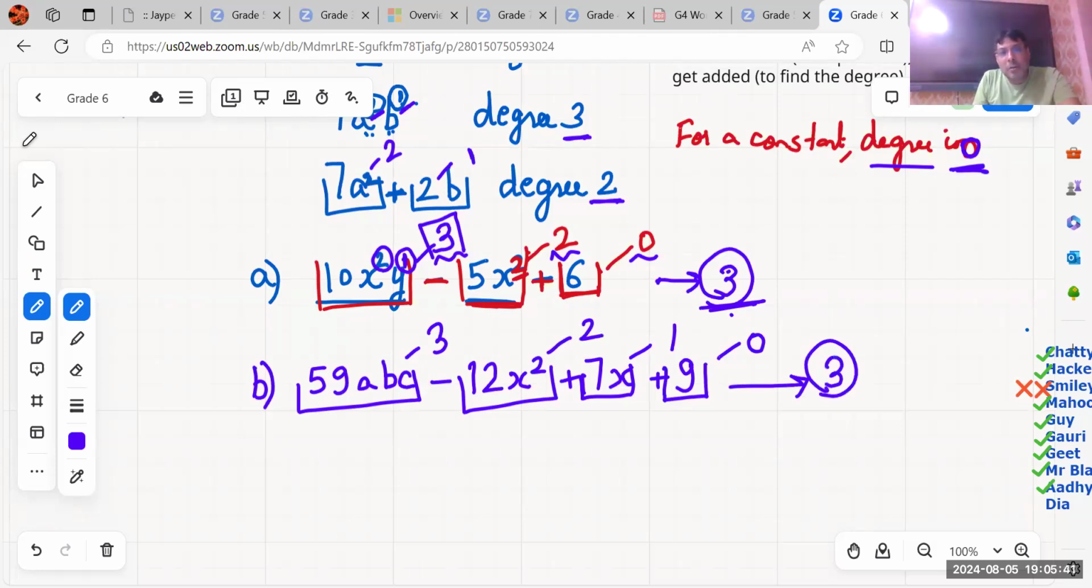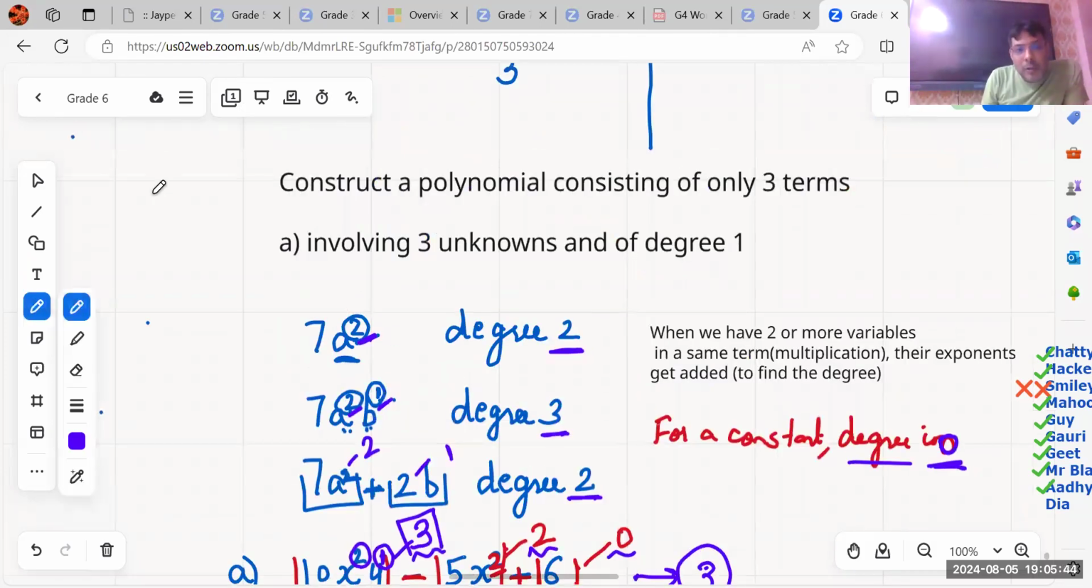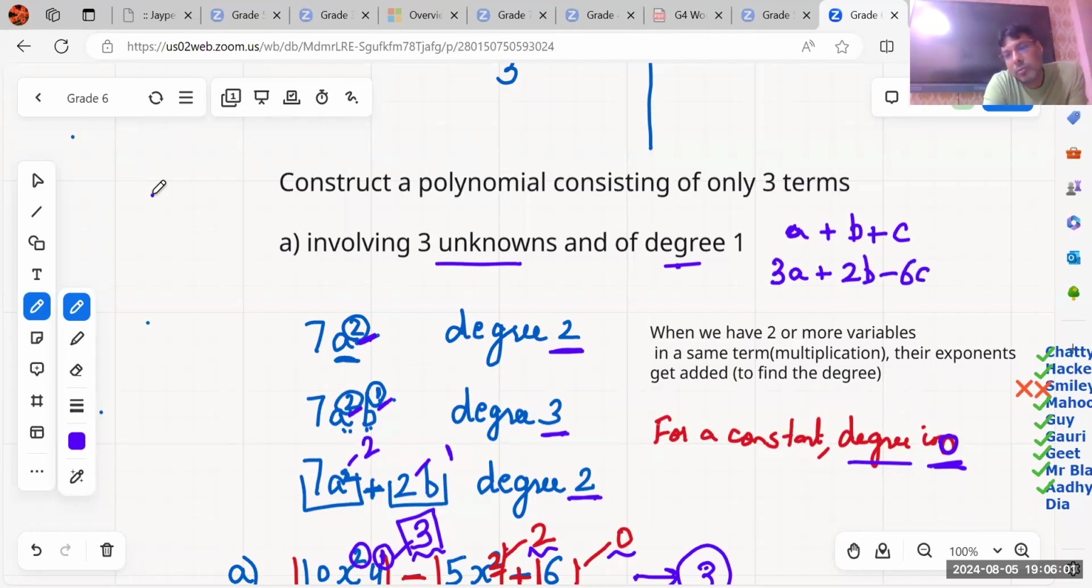Now coming back to your question: construct a polynomial of only 3 terms involving 3 unknowns and of degree 1. Write A plus B plus C. Not 3, of 3 unknowns, and the degree is 1. A plus B plus C. Write 3A plus 2B minus 6C.